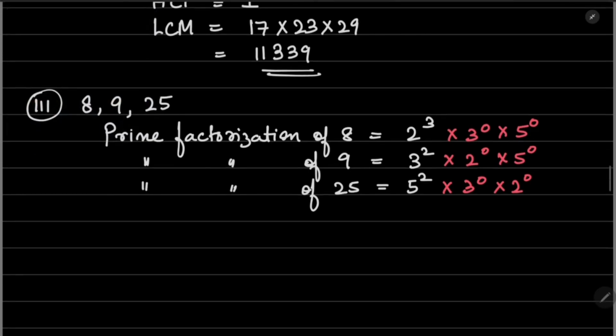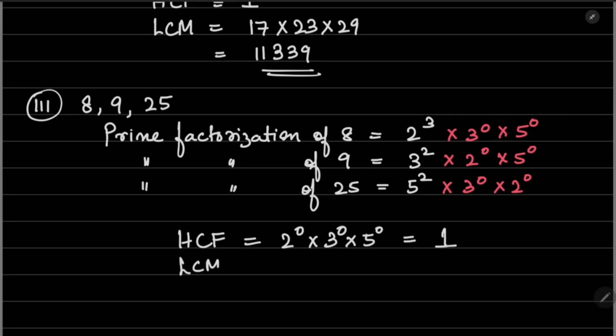Now let's say what is the HCF. For HCF, you have to take the common powers and the lowest power. So for 2, what is the lowest power? 2 raised to the power 0, 3 raised to the power 0 and 5 raised to the power 0. So the HCF is 1.